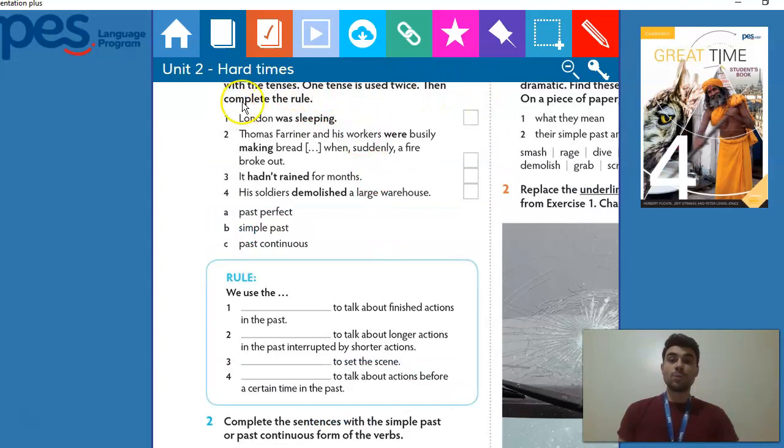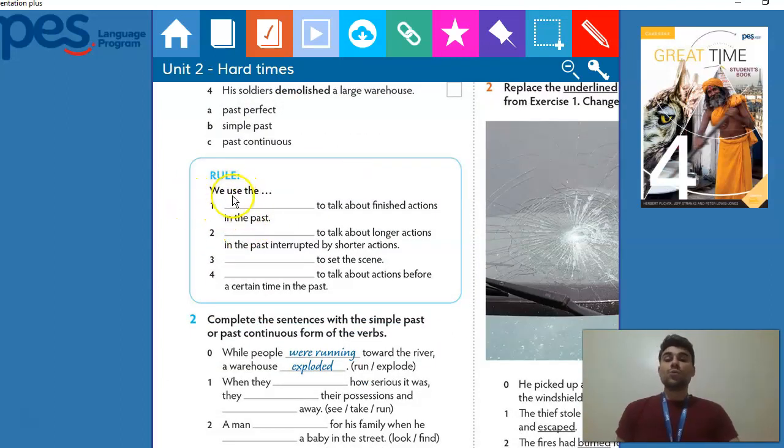Remember, we have to complete the rule now. 1. We use the past perfect, the simple past, or the past continuous to talk about finished actions in the past. 2. Which one do we use to talk about longer actions in the past interrupted by shorter actions? 3. Which one do we use to set the scene, to create the context? And 4. Which one do we use to talk about actions before a certain time in the past? Also, I want you to pause the video now and try to complete these sentences here with past perfect, simple past, or past continuous, right? So pause it now and do this.